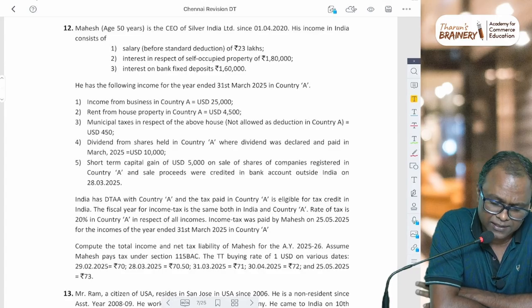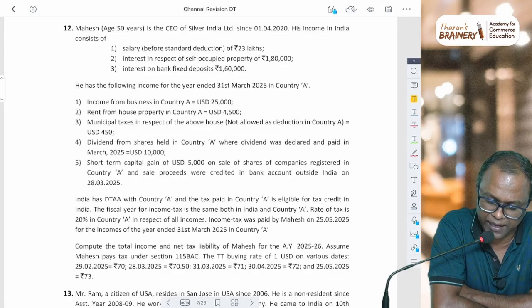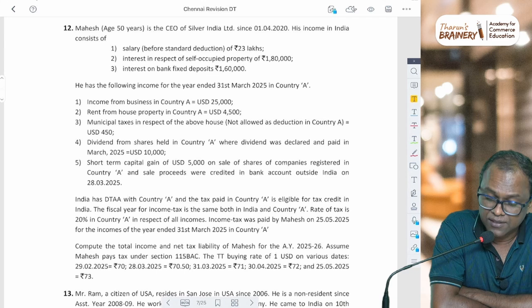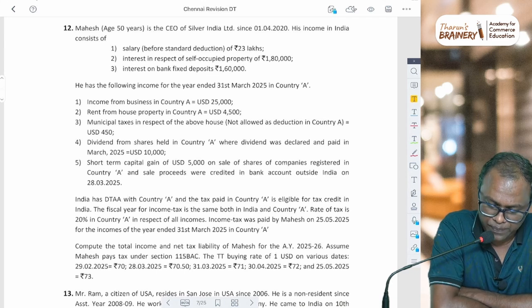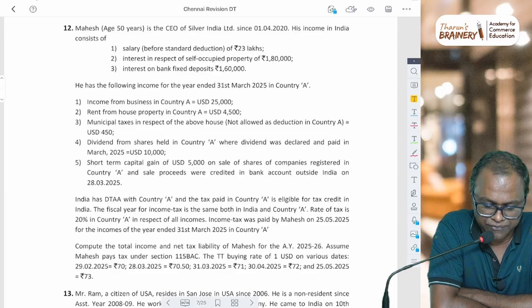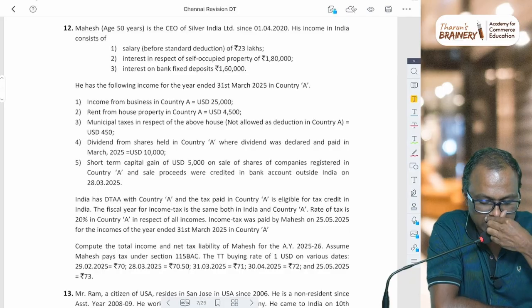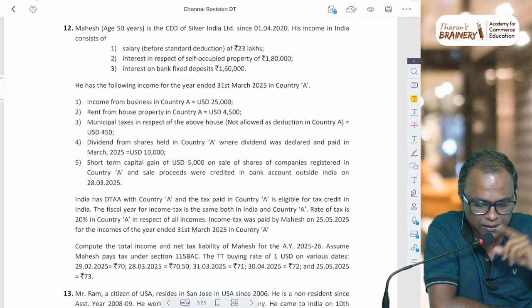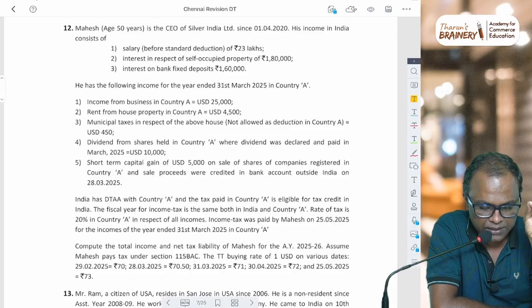They are clearly stating the provision: the tax paid in country A, in this case the source country because he is a resident in India, which is the residence country, is eligible for tax credit in India. The fiscal year for income tax is the same in both India and country A, so there is no confusion. The rate of tax is 20% in country A on all income. He is getting house property income, dividend income and capital gain, three incomes from a foreign country. All these three incomes will be taxed at 20%.